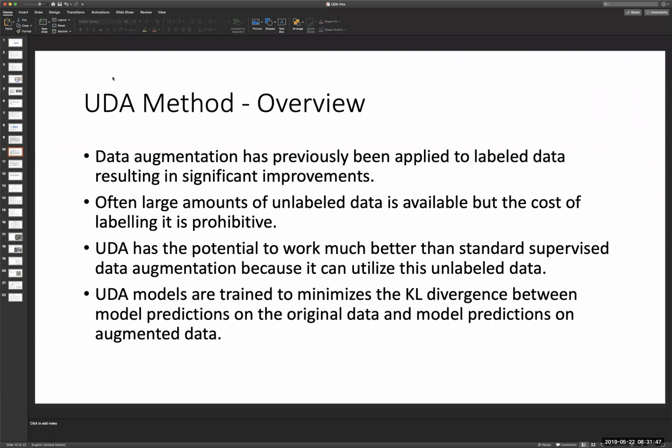So I'll begin with an overview in this slide of UDA, the unsupervised data augmentation method. Data augmentation has previously been applied to labeled data, and it resulted in significant improvements.